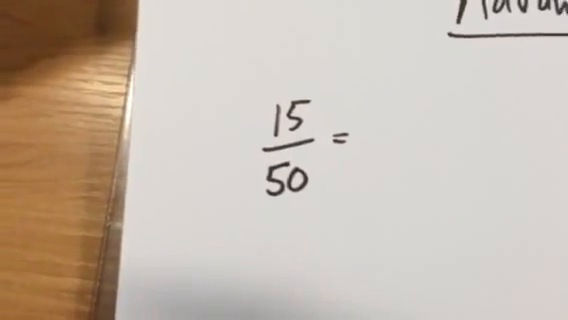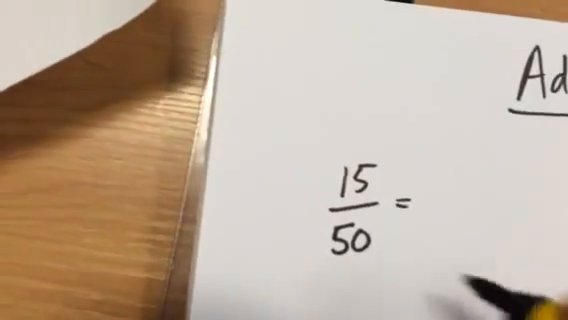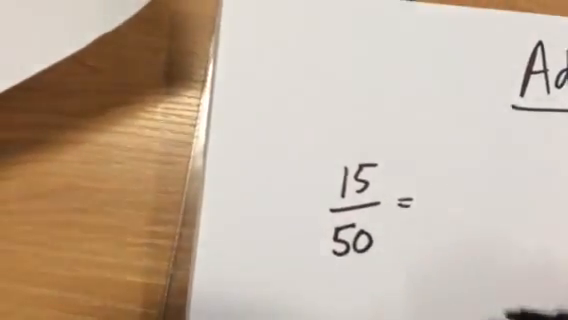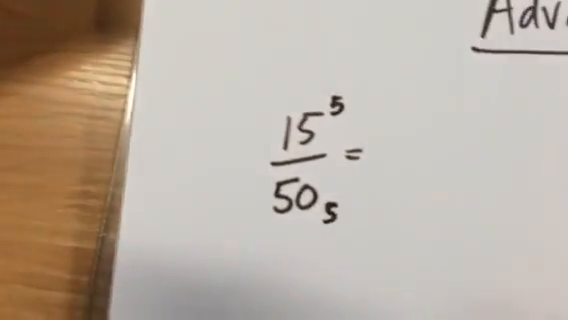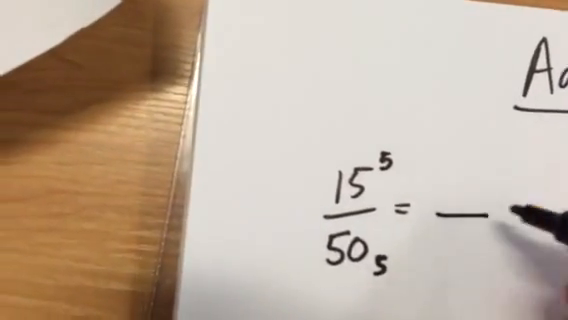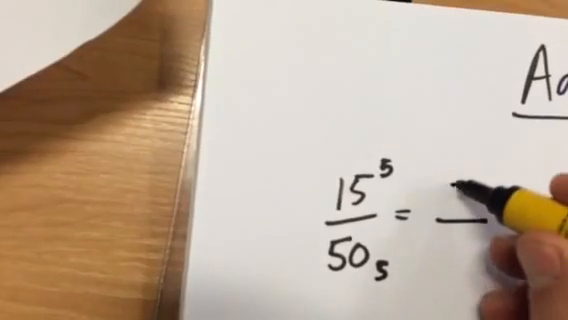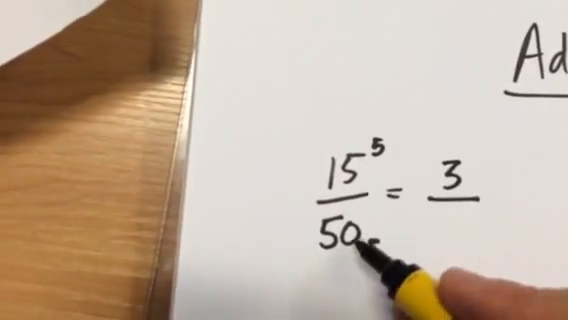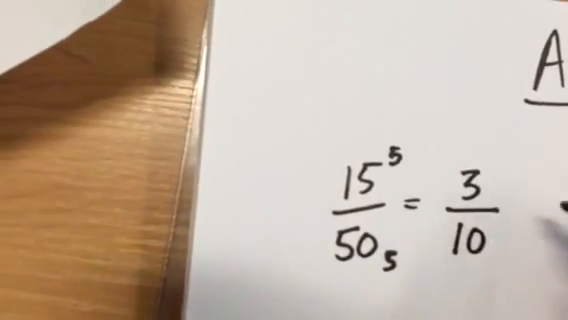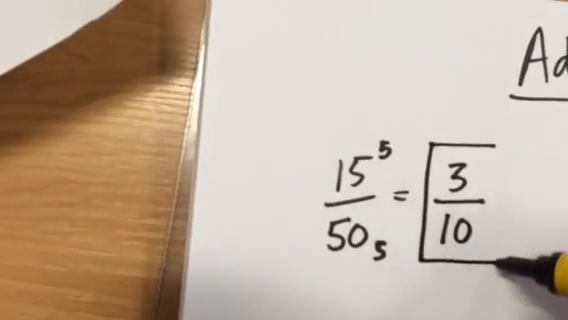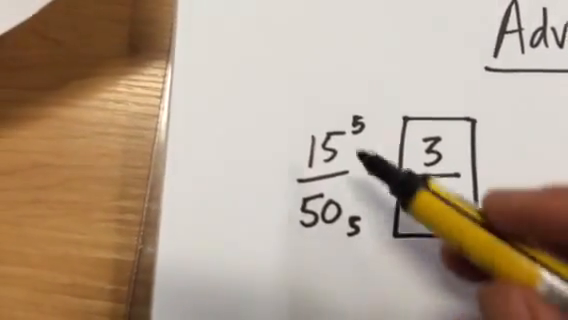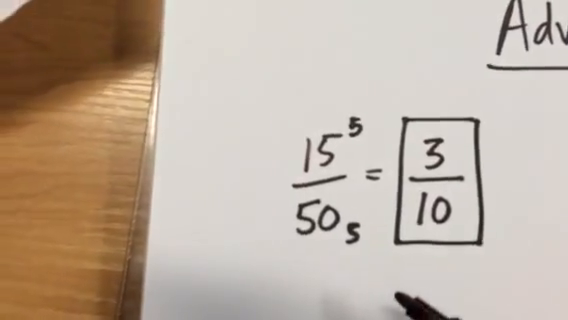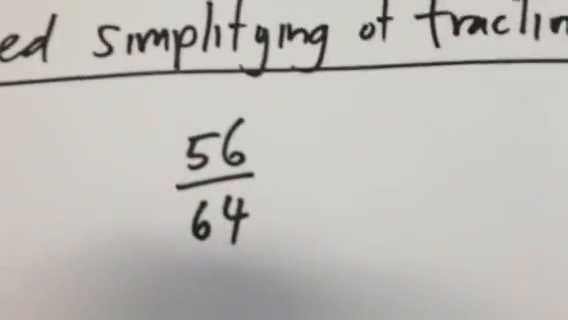15/50ths, what can that be simplified down to? I'm looking for a number that'll go into both of those. And for most of you, you'll recognise that 5 will go into both top and bottom. 3 5s are 15, and there are 10 5s in 50. So 3/10 is the simplified fraction for 15/50ths.